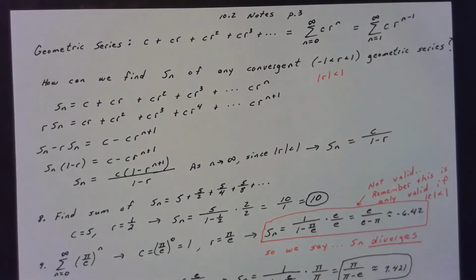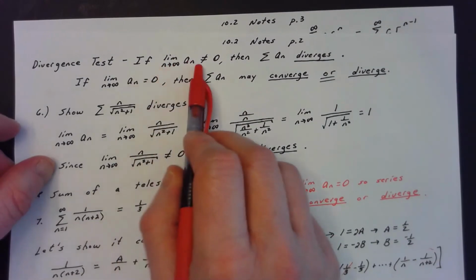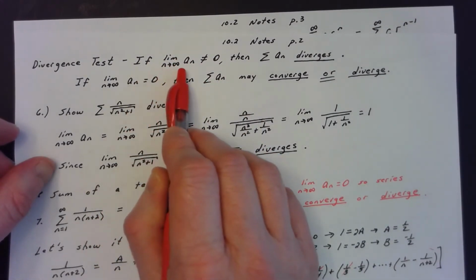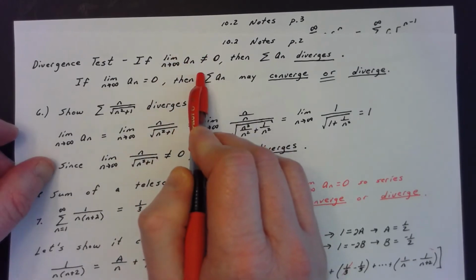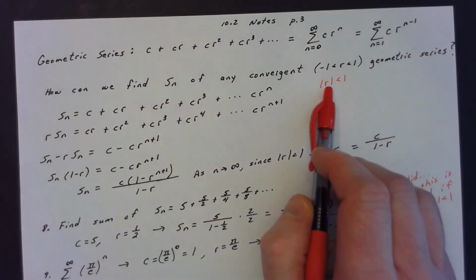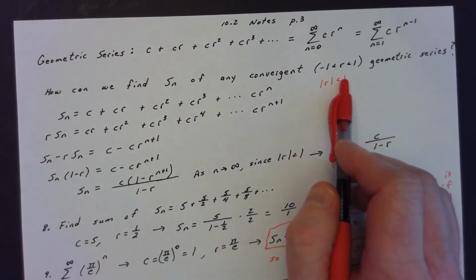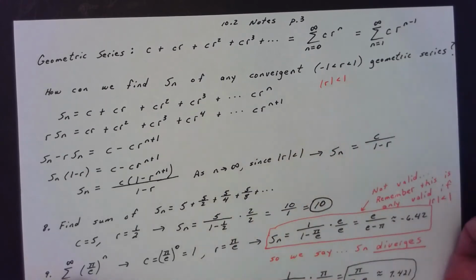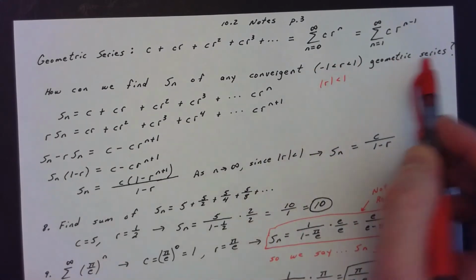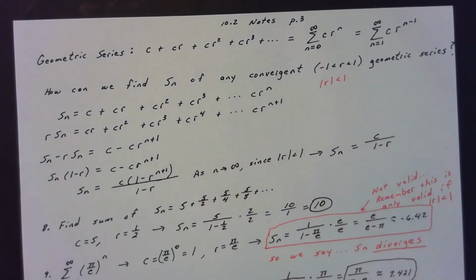In that case, it would fail the divergence test, because the divergence test says that if the limit as n approaches infinity of the general term is not 0, then boom, it diverges. Well, if the absolute value of r is greater than 1, then that a sub n term as n approaches infinity is certainly not going to go to 0. It's going to go off to some enormous value. So we have to have values of r in the geometric series between -1 and 1, or we say the absolute value of r is less than 1.